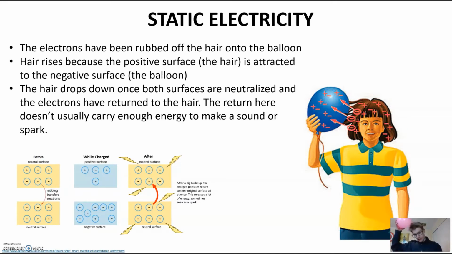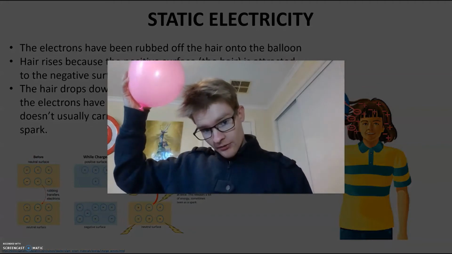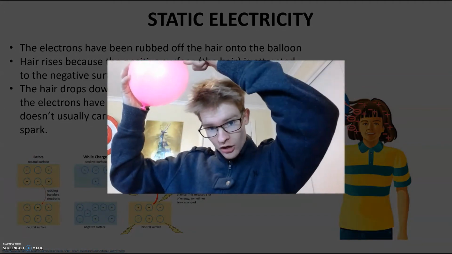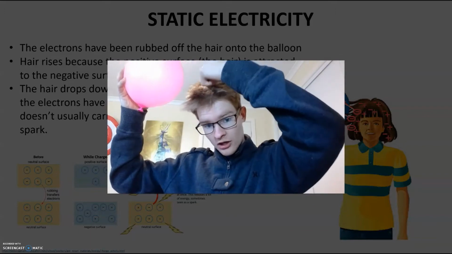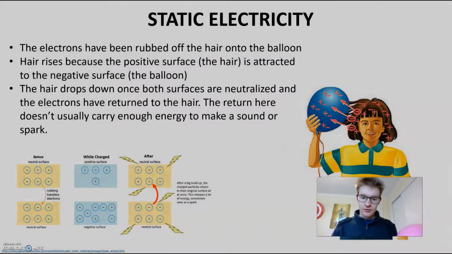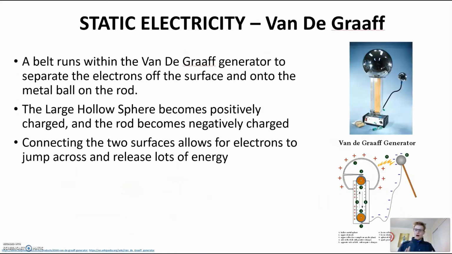The most common example of static electricity, like I said before, is rubbing hair against a balloon. I'll make the screen bigger again. Rubbing your hair against a balloon, once again, I've got electrons that are leaving my hair onto the balloon. The balloon is now negatively charged. My hair is positively charged. It's being attracted to the balloon.